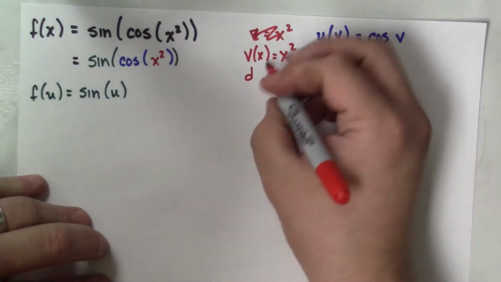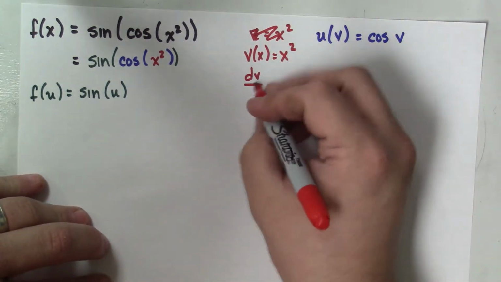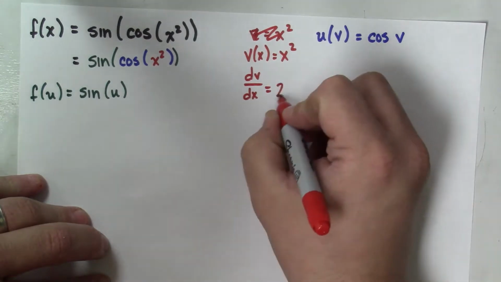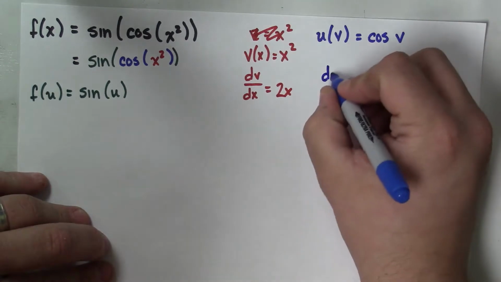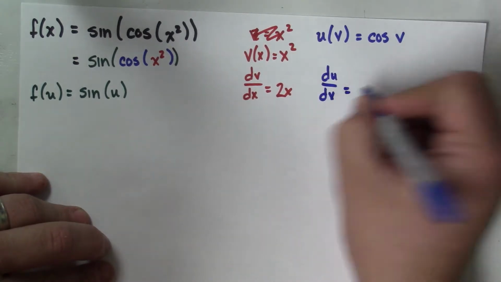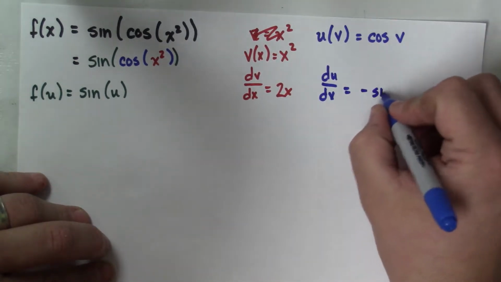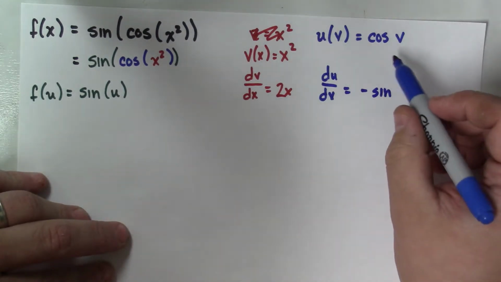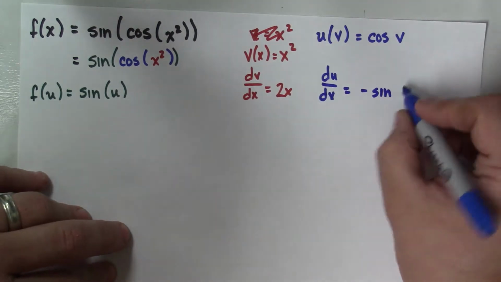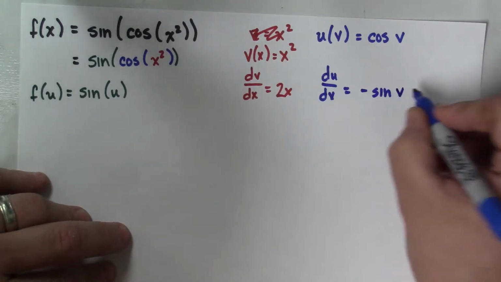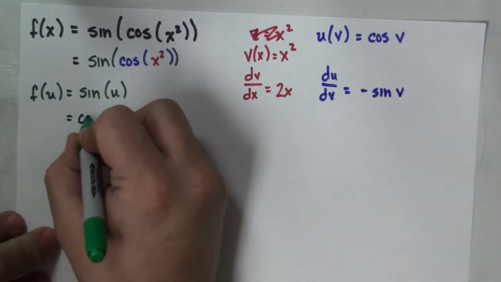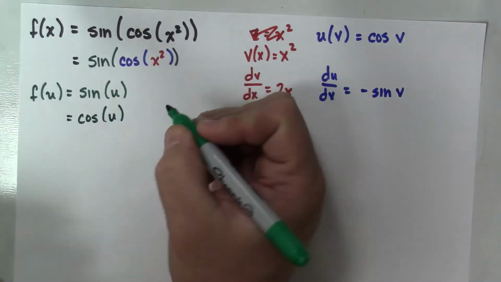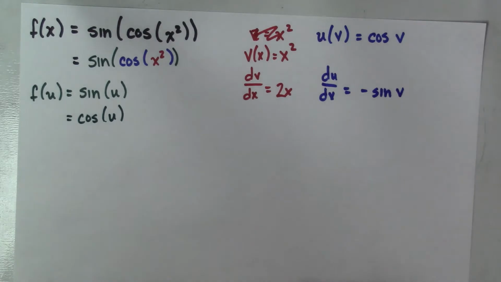First thing I'm going to do is find all of my little derivatives. So dv/dx is 2x. du/dv, the derivative of cosine, is negative sine of v. And then sine of u, its derivative is cosine of u. Now, I start chaining all of this stuff together.